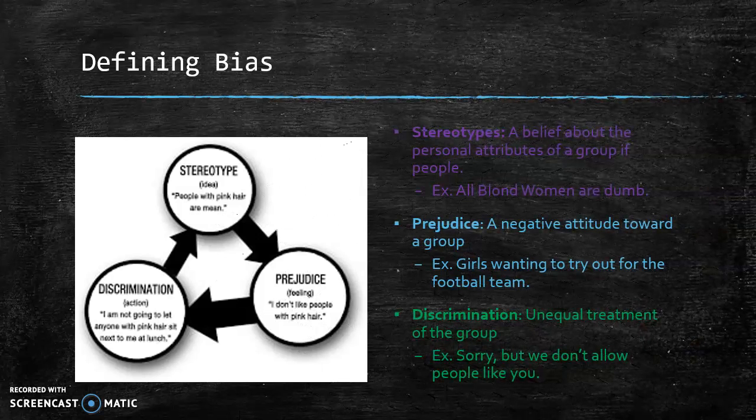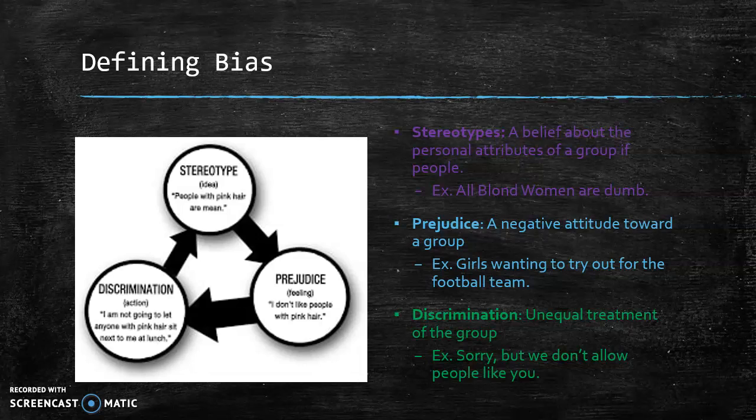Next, I wanted to define bias with three factors that share the idea of bias. People often are biased against others outside their own social group by showing stereotypes, which is a belief about the personal attributes of a group of people. For example, like I have here, all blondes are dumb, and another example would be that all Americans own a gun. And the picture on the left has another example saying people with pink hair are mean.